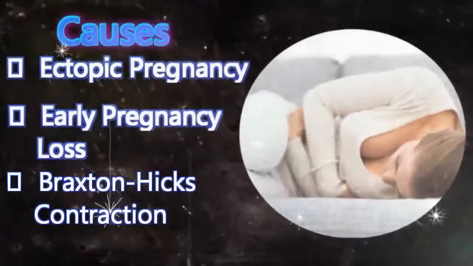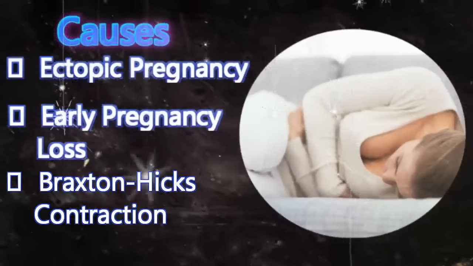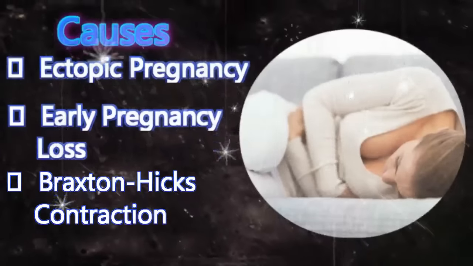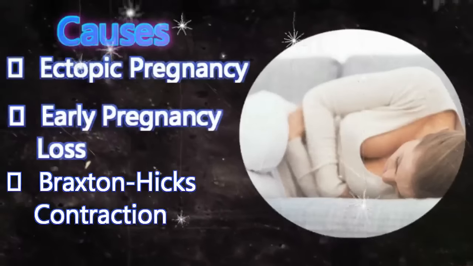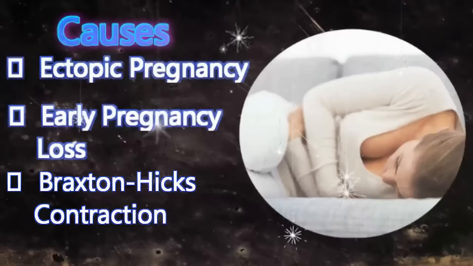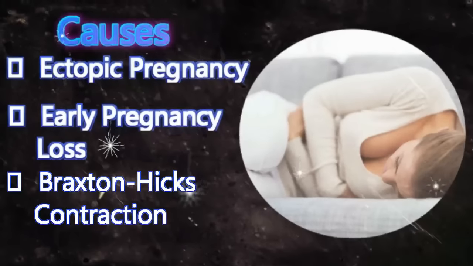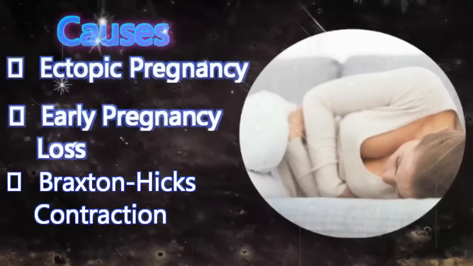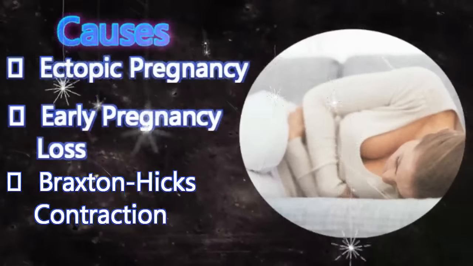Braxton Hicks contraction. One of the major causes of lower abdominal pain during pregnancy is Braxton Hicks contraction. It starts mostly in the third trimester, when the expectant woman has started feeling tightening of the uterus. Such contractions are generally irregular, infrequent, and painless. It might be accompanied with lower back pain.